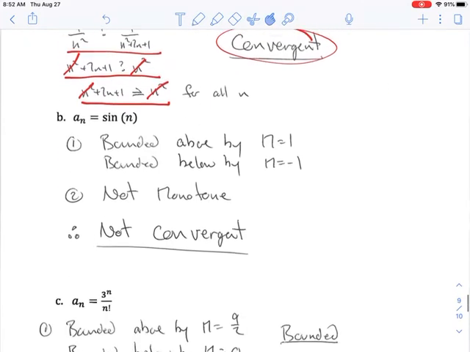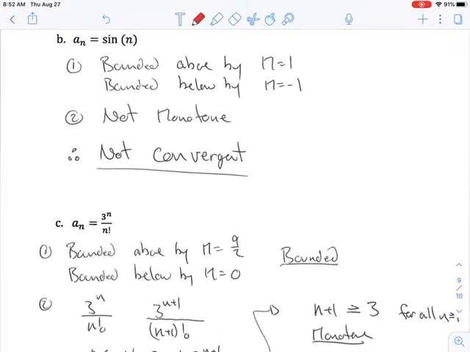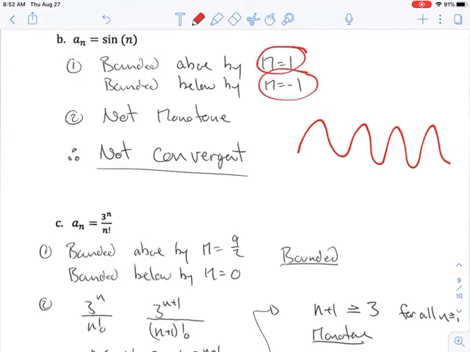The next one is the sine function. Well, we know right off the bat that that's not monotone. We know that the sine function goes up and down and up and down and up and down. So there's really not much work to do here. We know that the sine function is bounded by 1 and negative 1. Okay, sine function is never greater than 1. It's never less than negative 1. So it's bounded, but it's not monotone, and therefore it's not convergent.